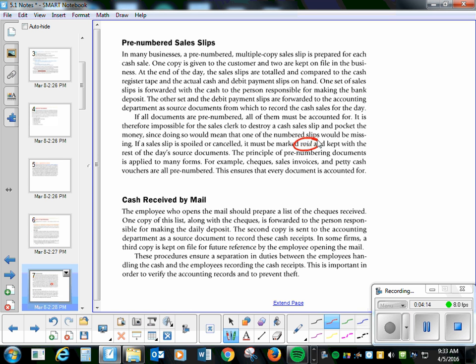The employee who opens the mail should prepare a list of checks received. One copy of this list, along with the checks, is forwarded to the person responsible for making the daily deposit. The second copy is sent to the accounting department as a source document to record these cash receipts. In some firms, a third copy is kept on file for future reference by the employee opening the mail. These procedures ensure a separation of duties between your employees.